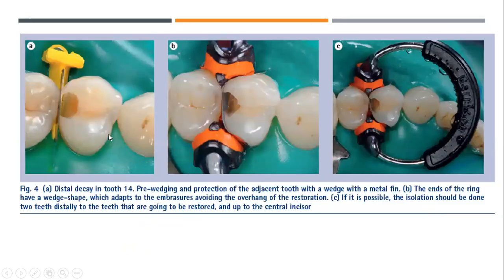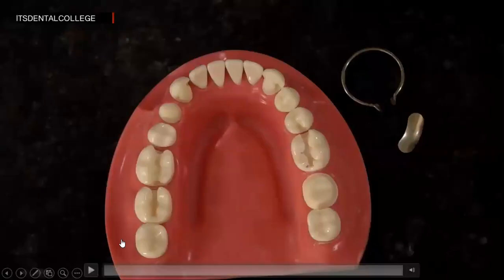Here is a clinical picture of distal decay which was present in tooth number 14. Initially pre-wedging was done in order to create space. The band was placed, and then the entire system was placed. The sectional ring was placed. Okay. You can see how closely adapted the band is to the walls of the cavity. So let's see one more video of the same.